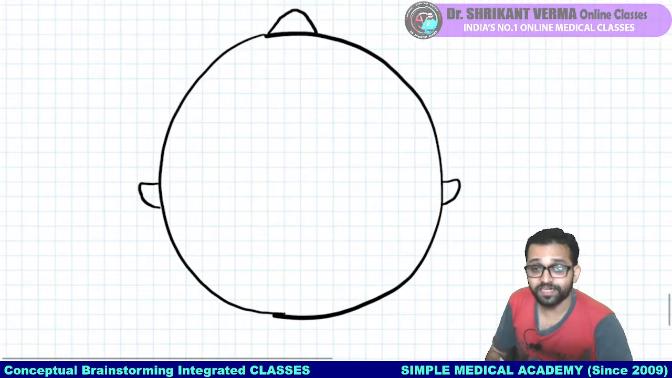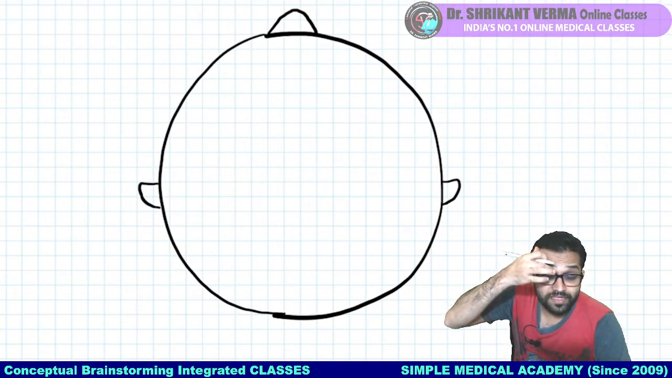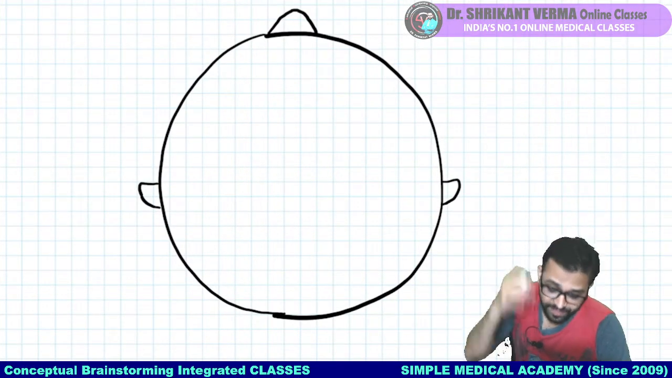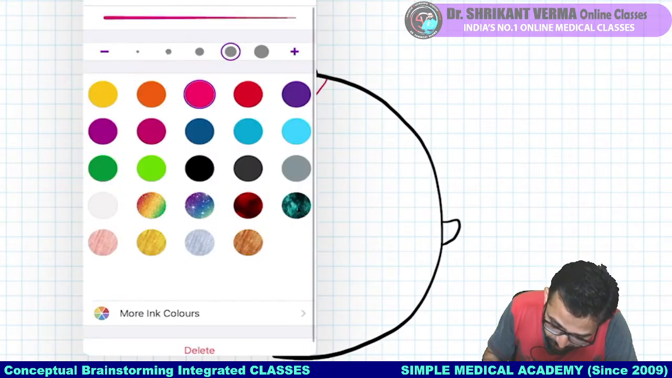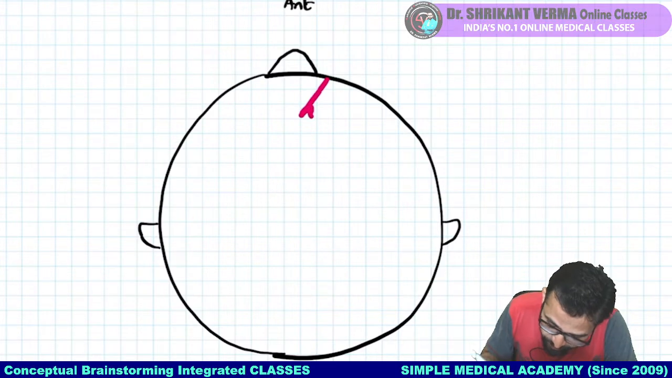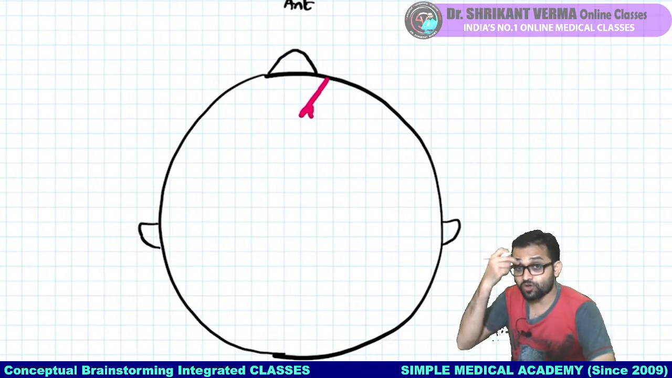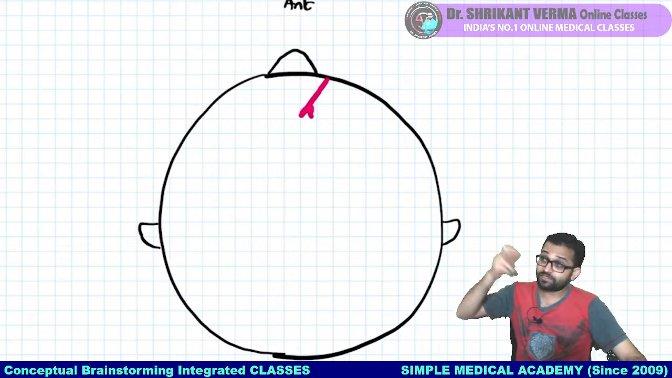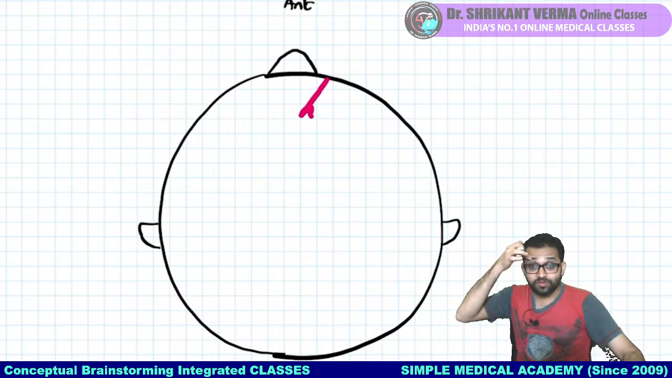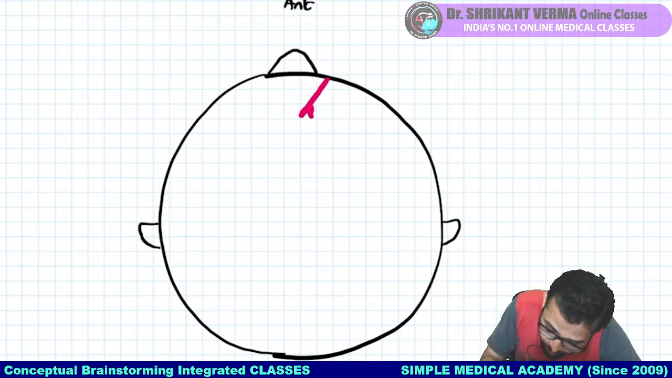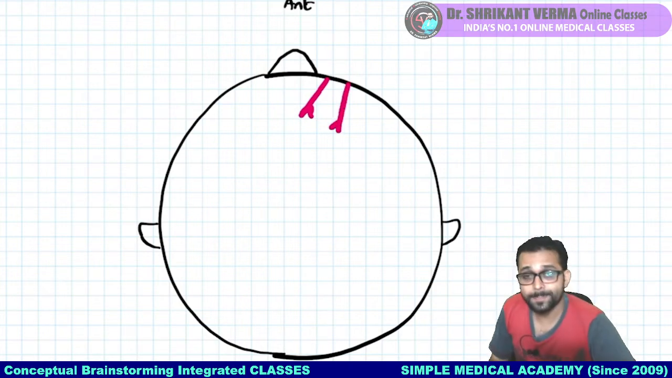So try to understand, just near the orbit one artery will go upside and it is supplying the scalp. Okay, so there is one trochlear notch near the orbit, that's why it is our supratrochlear artery, and just above the orbit there will be our supraorbital artery. Fine.